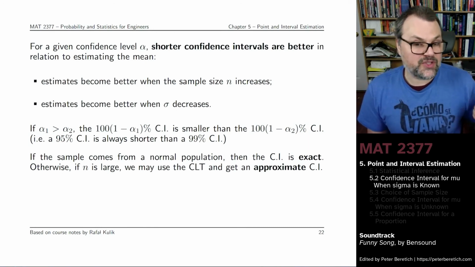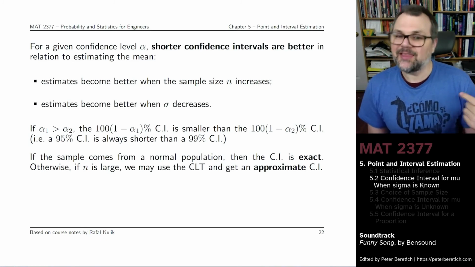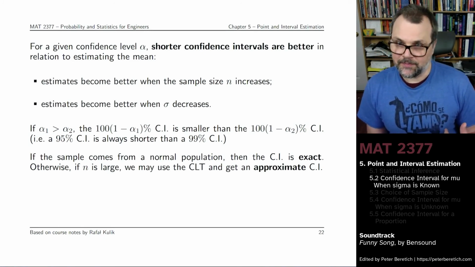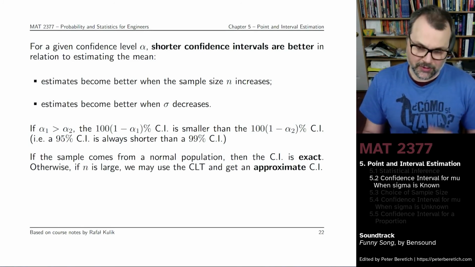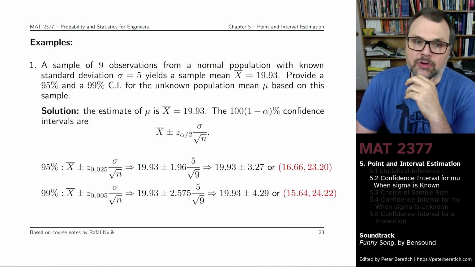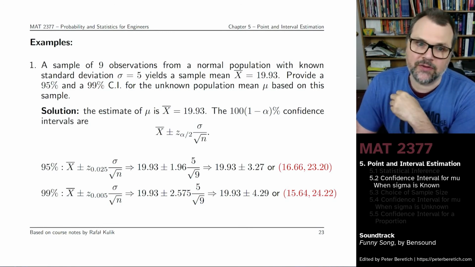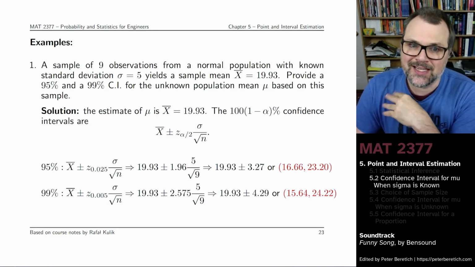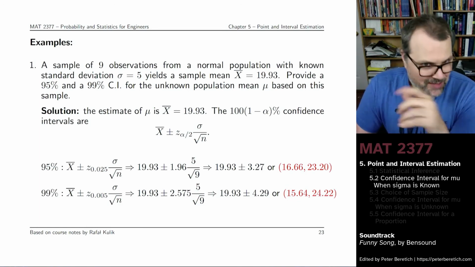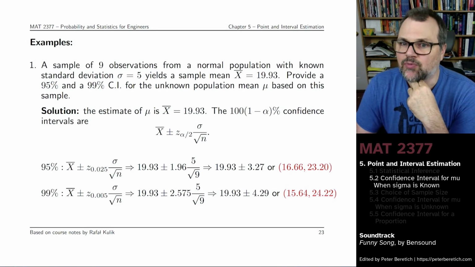If it comes from some other population, but n is very large, then the central limit theorem kicks in, and what you get is an approximate confidence interval. Here's an example. You will pick a sample of 9 observations from a normal population. You know the standard deviation of this normal population, it is 5. And your sample of 9 observations gives you a sample mean x bar, which is 19.93.